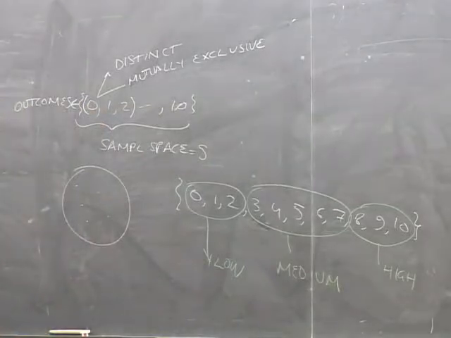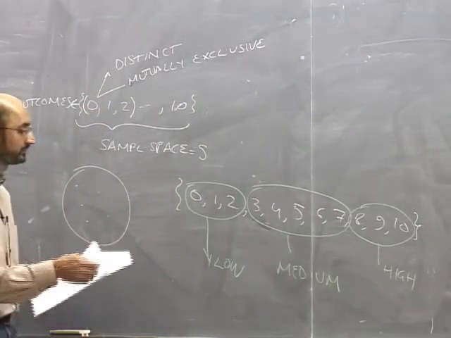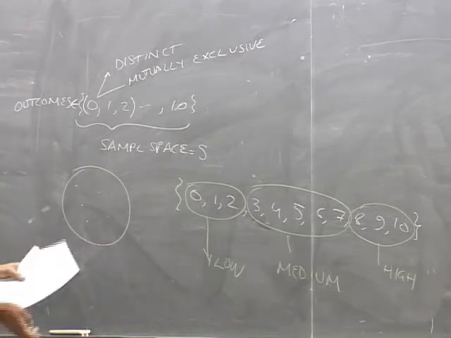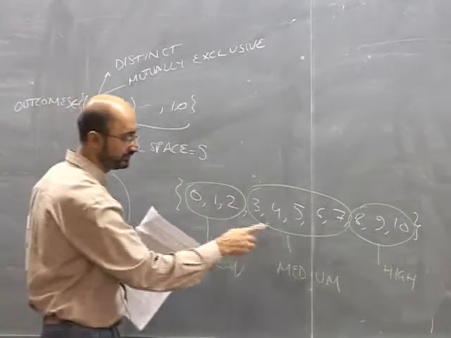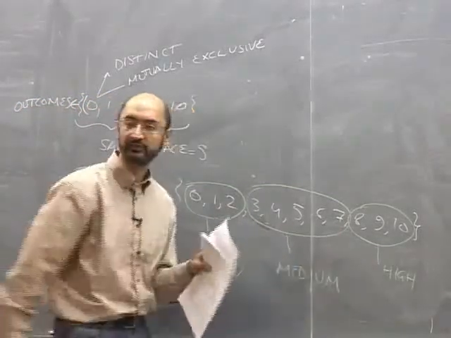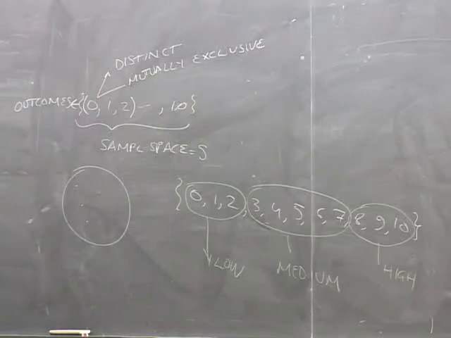So notice that we've gone from outcomes to subsets of the sample space, and these are the events. This is how you define the events. So the event low corresponds to 0 or 1 or 2. The event medium corresponds to 3, 4, 5, 6, 7. The event high corresponds to 8, 9, 10. Okay, that's the definition of an event, and you want to see that an event is different from an outcome. Any questions about that?